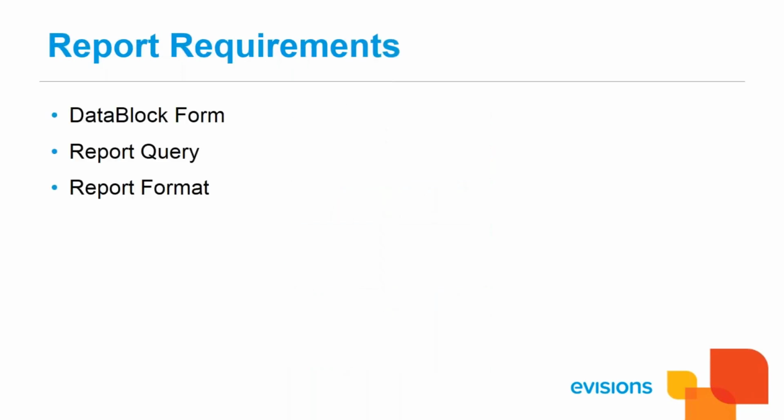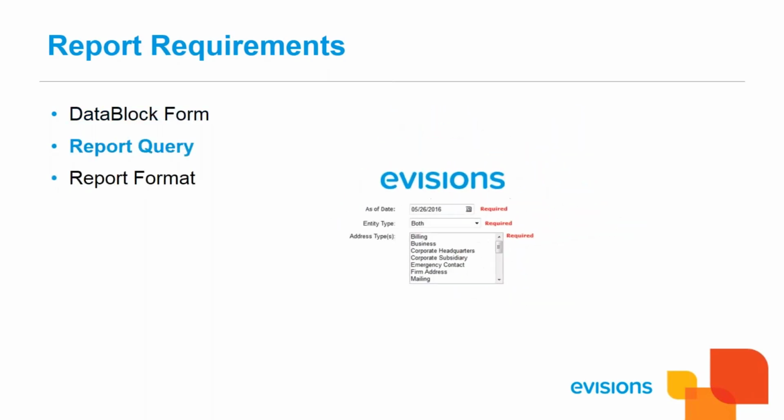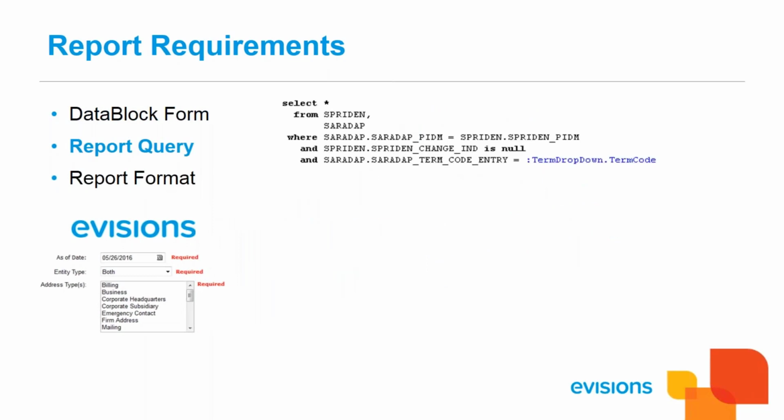To create our reports, there are three things we typically use: a data block form, the report query, and the report format. First, we have our data block form, and this is where we would narrow our results. Second is the report query. The report query is a SQL query and is how the requirements are sent to the database. The query incorporates three things: our search parameters, our criteria, and a list of data elements that we want returned.